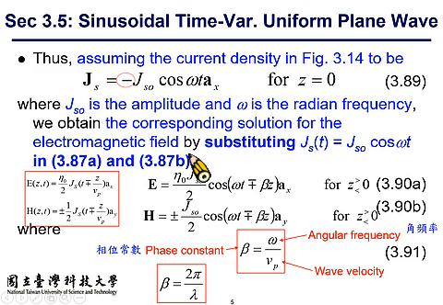So omega is the angular frequency. Vp is the phase velocity of the wave. 2 pi is 2 pi radians. Lambda is the wavelength, 波长. So beta is the phase constant, and lambda is the wavelength.